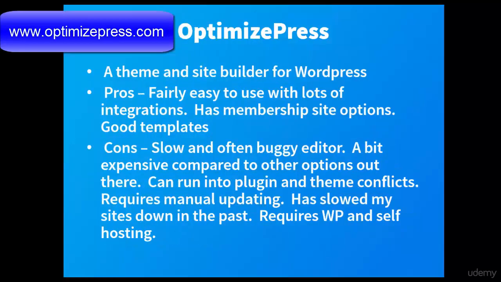Next one is OptimizePress, but this is just a theme and site builder for WordPress, and it's a good one that I've used a lot in the past. It's pretty easy to use, and if you already know how to use WordPress, then it's easy to use. If you don't know how to use WordPress, then it's going to be pretty complicated and difficult. But if you already know WordPress, then OptimizePress is really easy. And also another pro is it has membership site options. So if you want to make a membership website, you can do that with OptimizePress. And it has some good templates for different types of business sites.